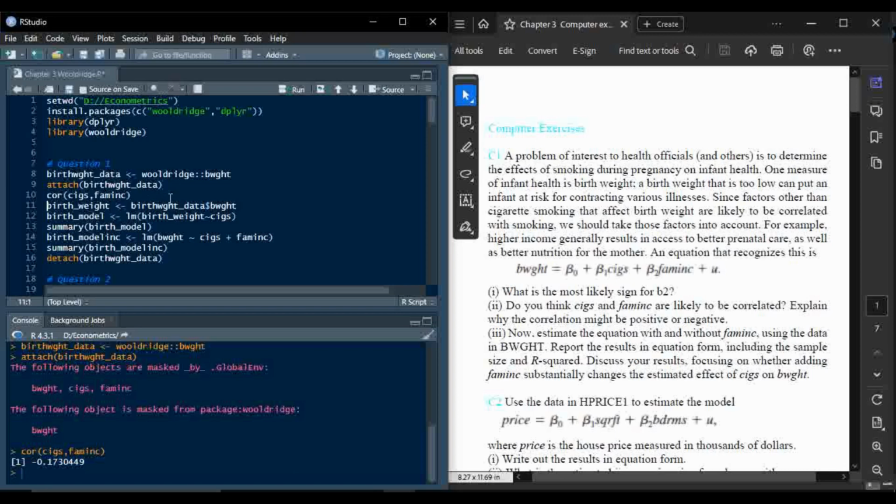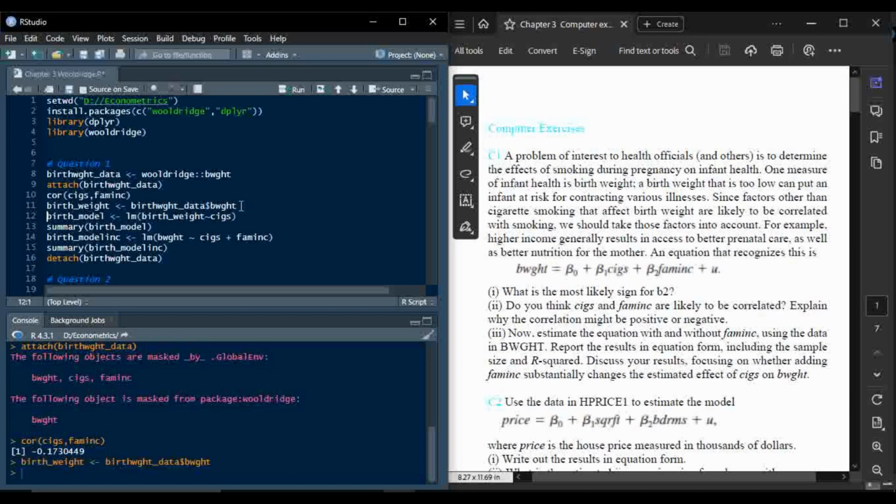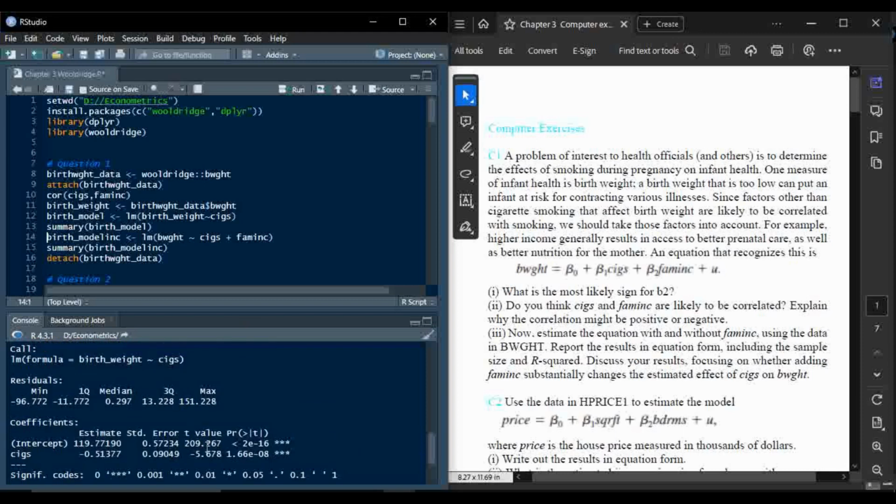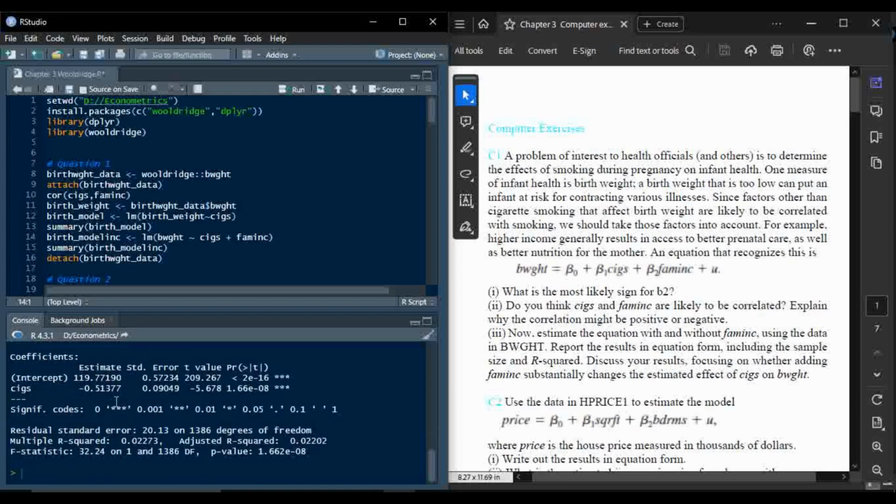But first you have to assign the birth weight column in this dataset a new name. Let's call this birth_weight, assignment operator, and use the dataset name that we have just created, birth_weight_data$bwght. Now we can create this model, birth_model. Use the assignment operator, lm, that is linear model, and in the brackets birth_weight tilde cigs. So this is the model without family income. Now let's see the summary of this birth model. Here we can see the intercept is 119.77, the coefficient on cigarettes is minus 0.51, and the R squared value is 0.02.